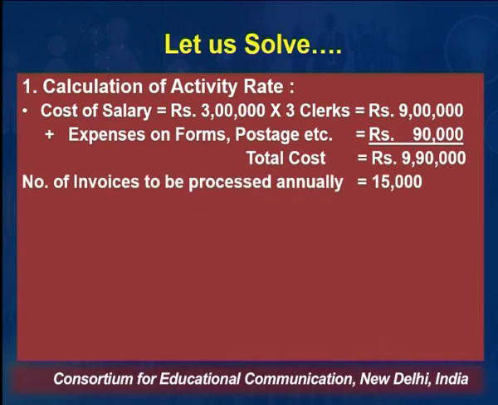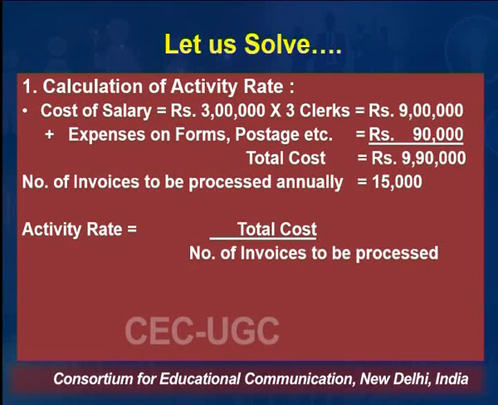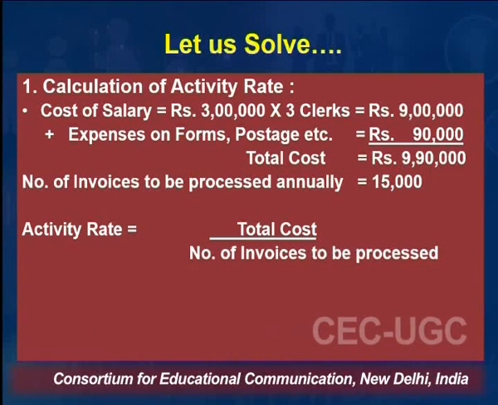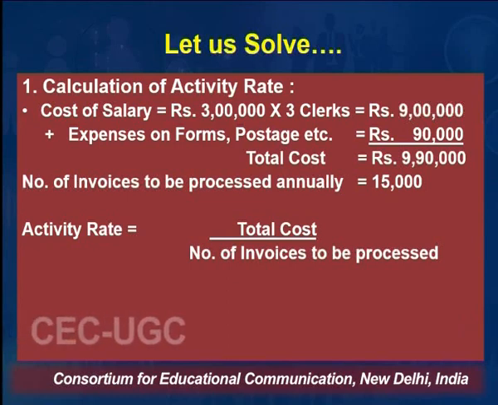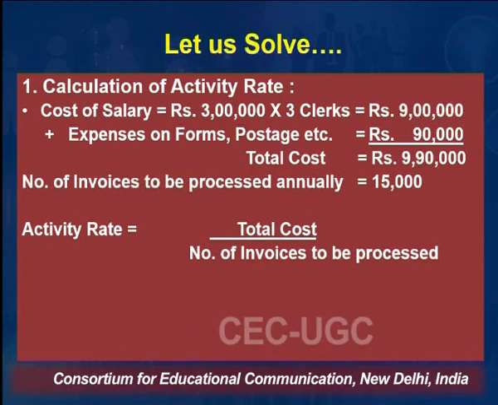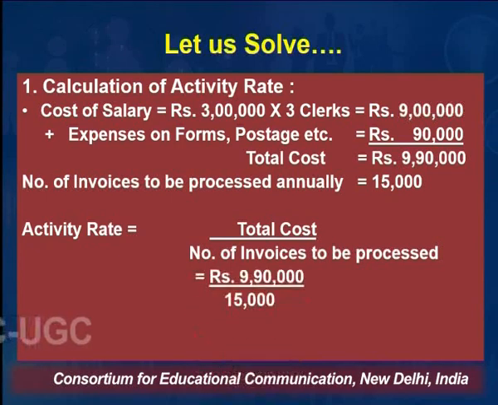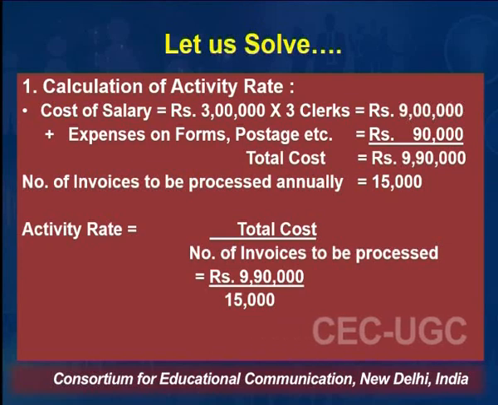Now I have to first understand the number of invoices to be processed annually. If you recall from the question, the number of invoices which these 3 clerks were supposed to process was 15,000. So very simple, 15,000 they were supposed to process. If you ask me how to calculate the activity rate, very simple, total cost divided by the number of invoices to be processed. Here my cost driver is the number of invoices which you are processing. So total cost is 9,90,000, and when I divide it by the number of invoices to be processed annually, that is 15,000, it will offer me the activity rate.